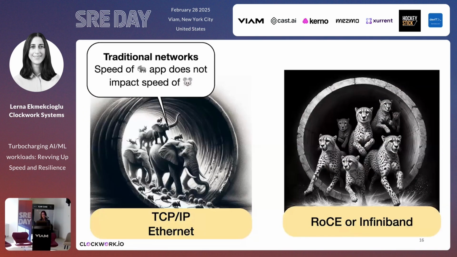The types of workloads that we have in traditional networks, we tend to have heterogeneous workloads. We have elephant apps, such as a Spark data shuffle job with chunky packets over the wire. And we can have mice apps, such as an e-commerce app that has teeny tiny packets over the wire. But the speed of one app does not directly impact the speed of another. And they're running over TCP, IP, and Ethernet networks typically.